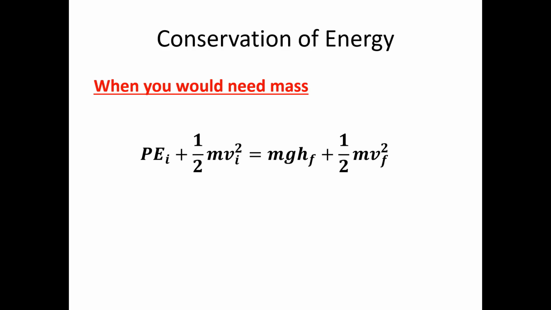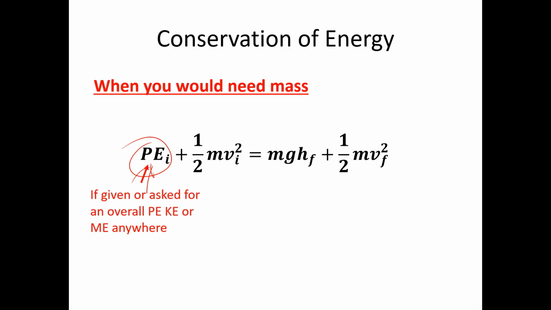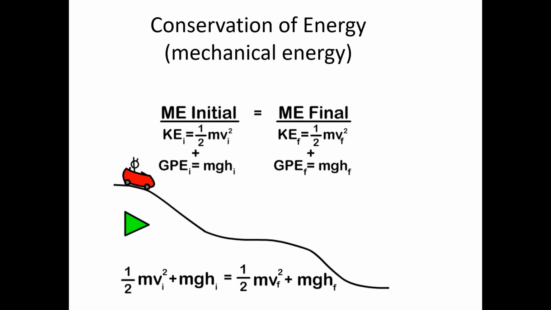So when would you need mass? If we ever didn't have this broken down, like if we are asked for PE there, KE there, PE there, KE there, any one of those places, well, we can't break mass out of PE because it doesn't have mass. This is an overall number. So anytime you're solving for potential energy or kinetic energy, or given either of those, you are not going to be able to divide out mass. So we'll look at this equation.